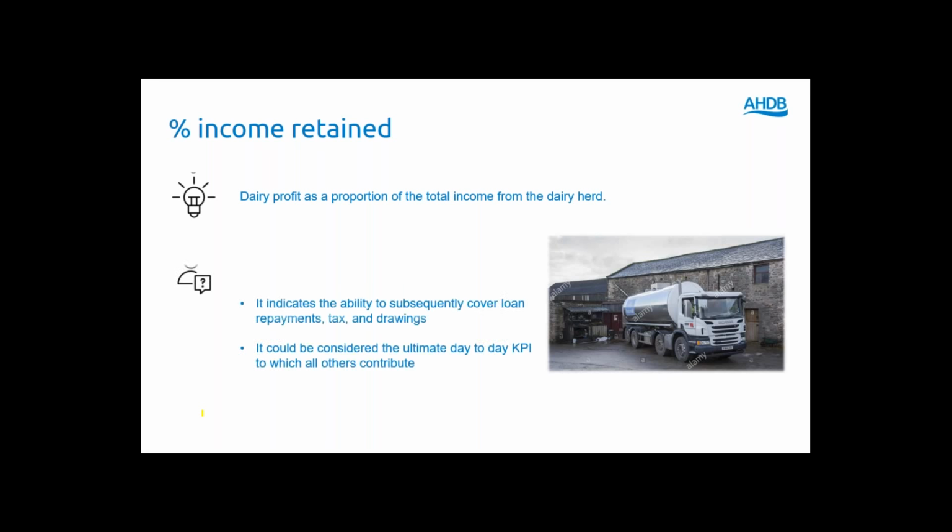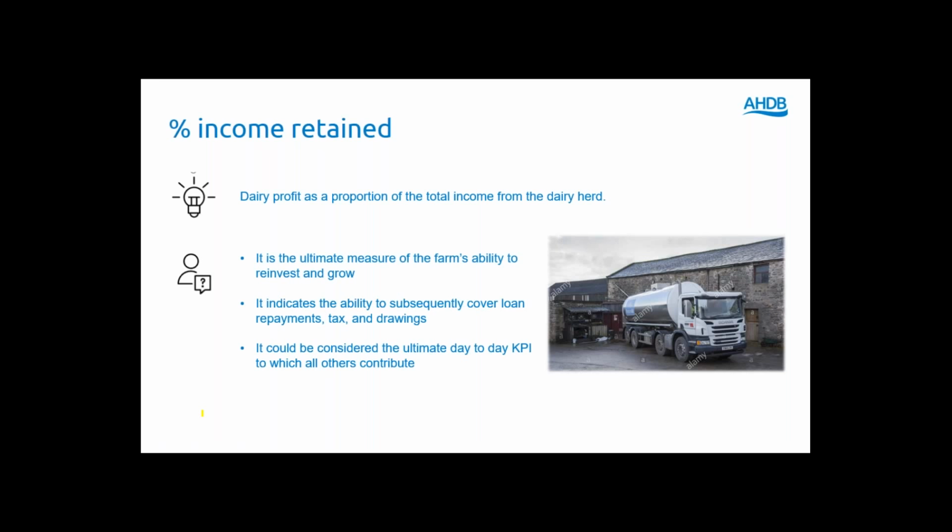I'll just say as well, for these slides, I put in some extra notes underneath the slide. So when you come to have a look at the slides, you'll see some extra information. I just don't want to put too much on the slides themselves. So percentage of income retained is very simply dairy profit as a proportion of total income derived from the dairy herd. Okay, and the dairy profit is the same as the profit we've calculated for the return on tenants type capital.